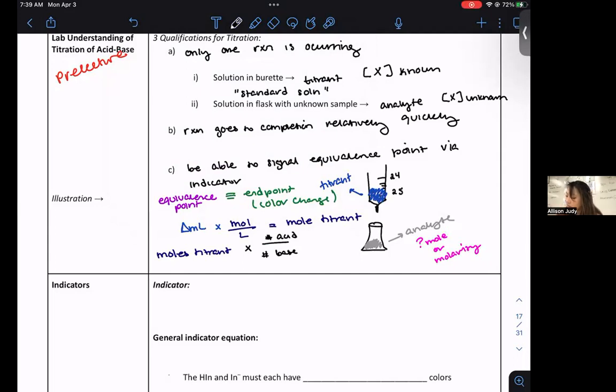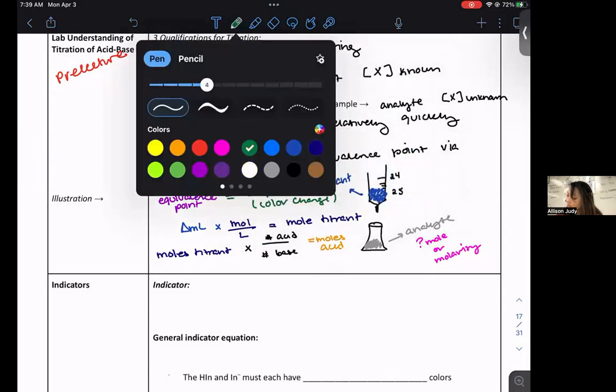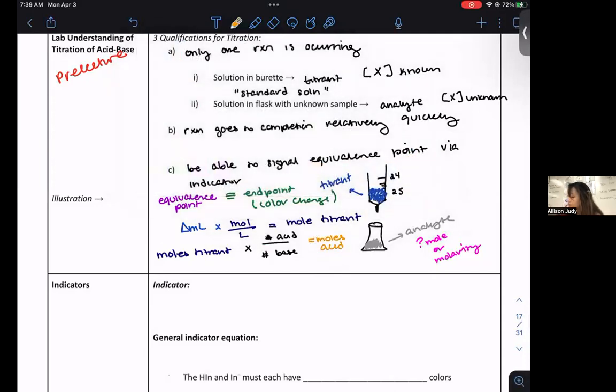And I can determine the moles of the acid present. All right. And once I know the moles of acid that are present, I can say, well, however much volume was in the analyte container, I'd simply divide by the volume of analyte, and I get the molarity of my unknown, right? So that's just kind of an illustration.